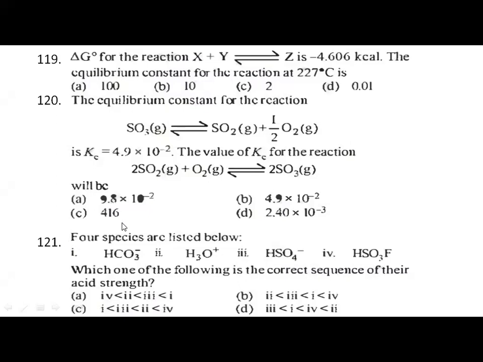Yes. Next question. 4 species are listed below: HCO3 minus, H3O plus, HSO4 minus and HSO3F. The correct order of acidic strength. Yes, if you look here, it depends on the electronegativity. So this comes first. So I'll write HSO3. I'm sorry. H.